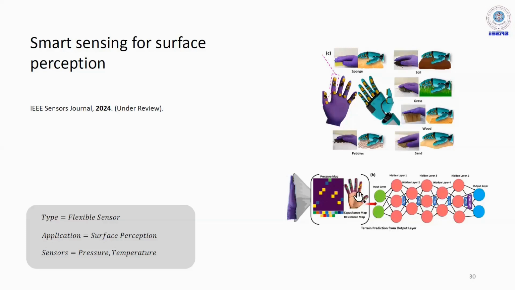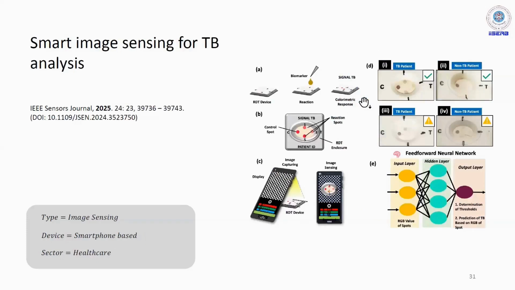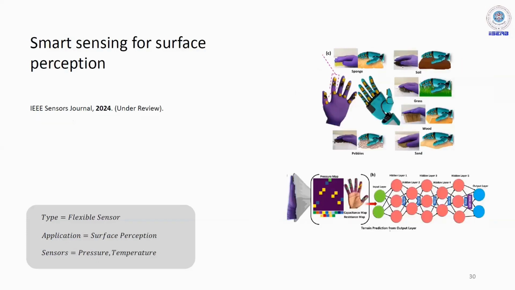So we applied a machine learning algorithm on the data that we received from different surfaces. And at this stage, we could get around 87% accuracy. We are working on this particular sensor so that we can improve the accuracy further. So these are mostly for smart robotic applications.